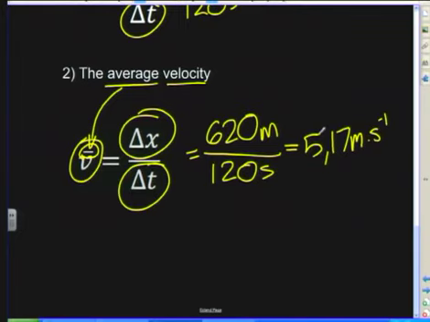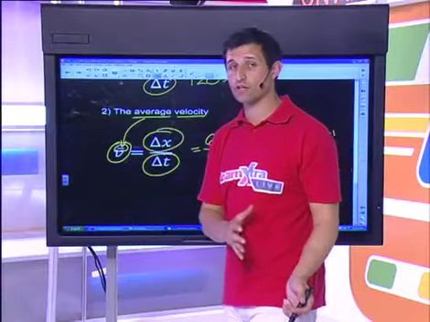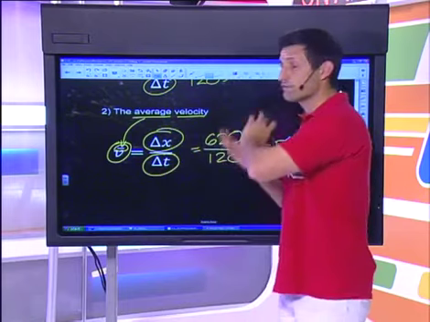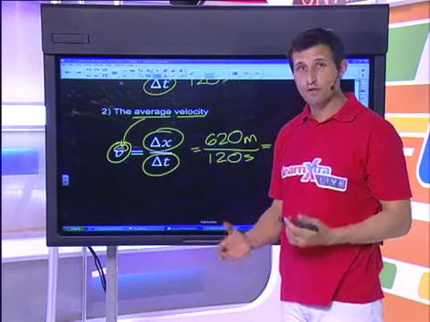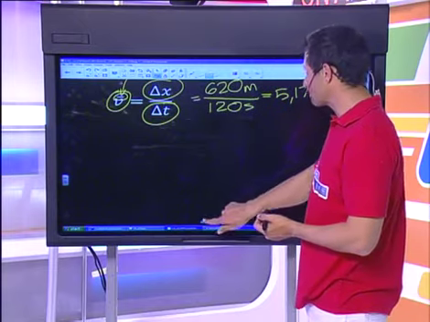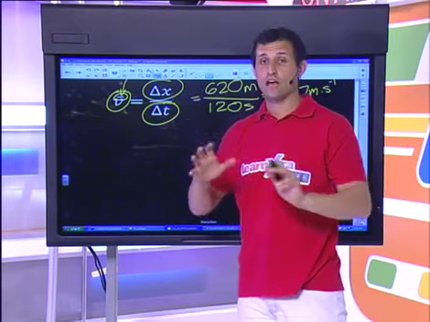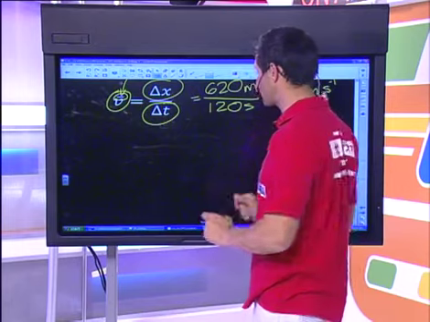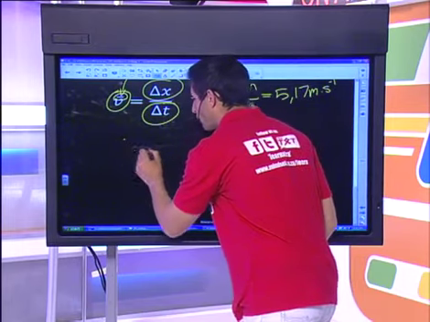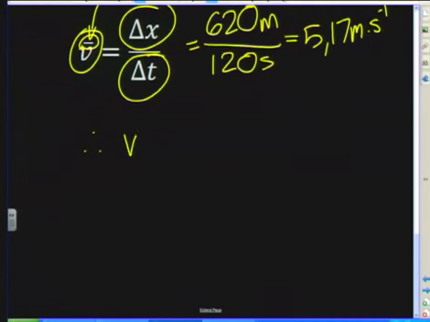I told you that if I use displacement, which has a direction, velocity must also become a vector itself. So I've got to write my answer here with the direction. In fact, I lose marks if I don't give vectors with directions. So I say, therefore, V is equal to 5,16 meters per second.